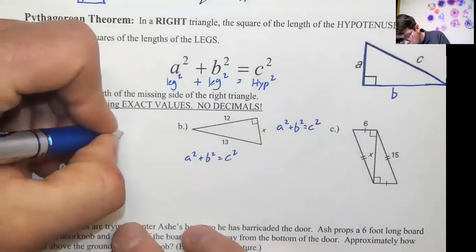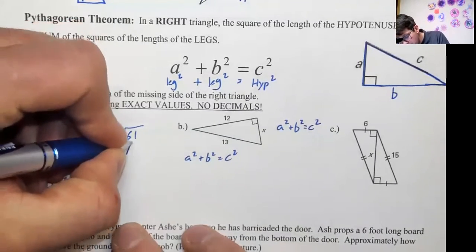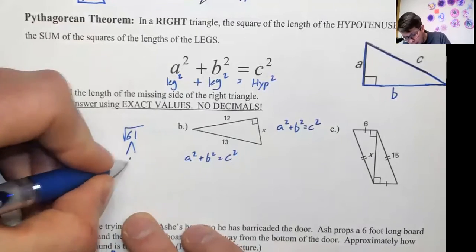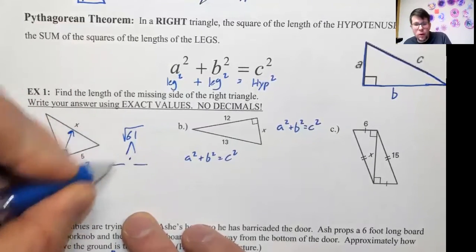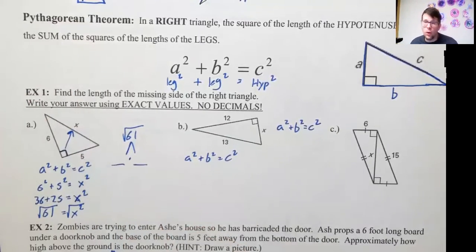What I do want you to do is simplify the square root of 61 if you can. Can you think of a couple of numbers that multiply together to give you 61? Preferably one of them should be a perfect square, like 4 or 9 or 16 or 36 or 25, 49, 81, 64, 100, 121, 144, 169, something like that.